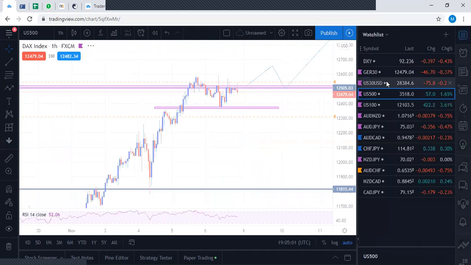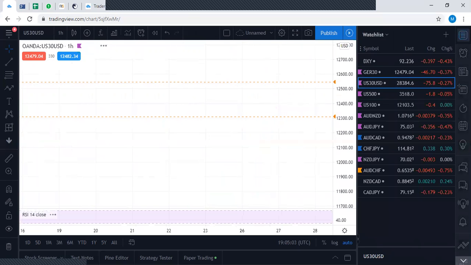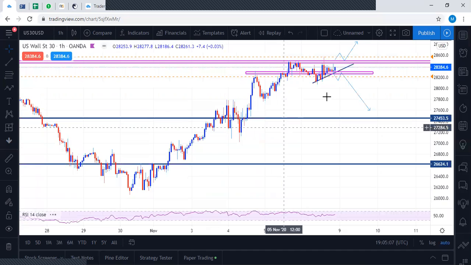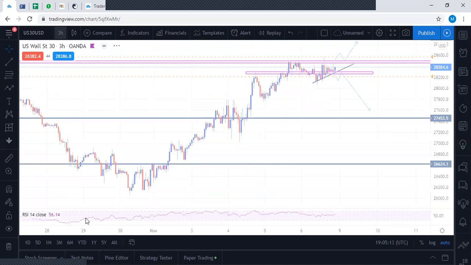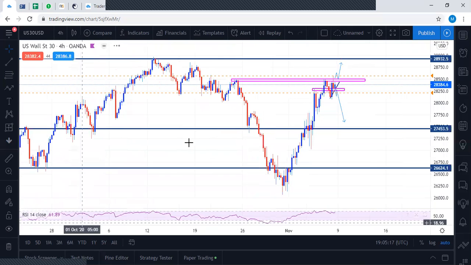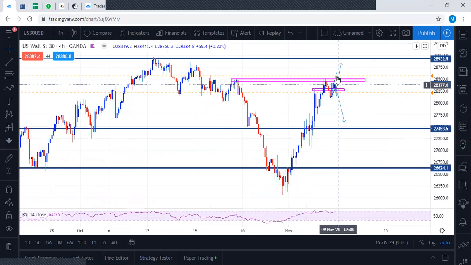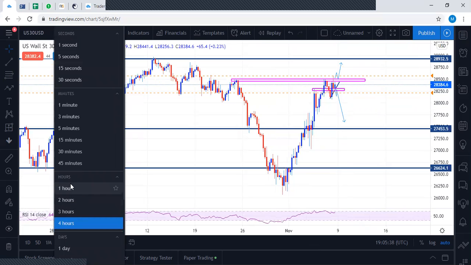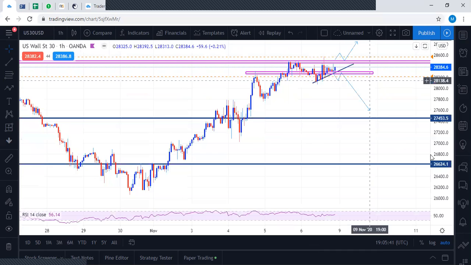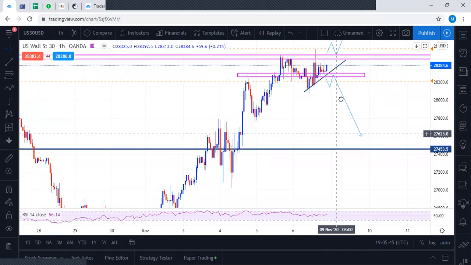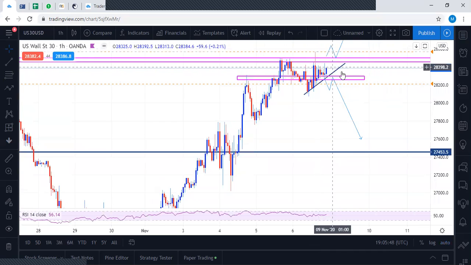Let's go to the US 30. The US 30 is actually doing a similar thing. You can see there are a lot of similarities here. Price is in an uptrend, currently rejecting this level. So I am anticipating for price to break above, retest for continuation to the upside, or for price to break below the previous high and retest for a reversal to go with the downside, as well as this little mini uptrend area there.